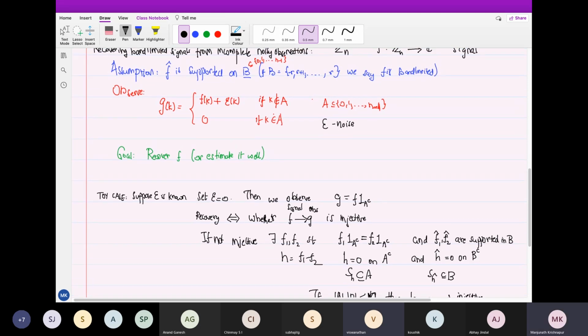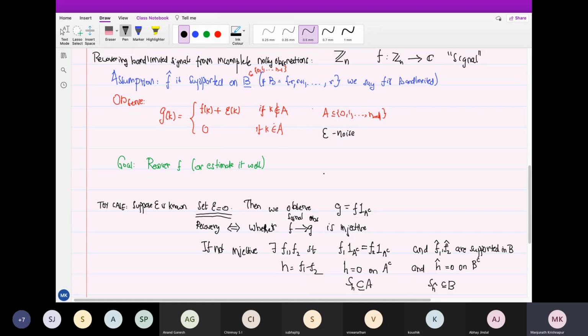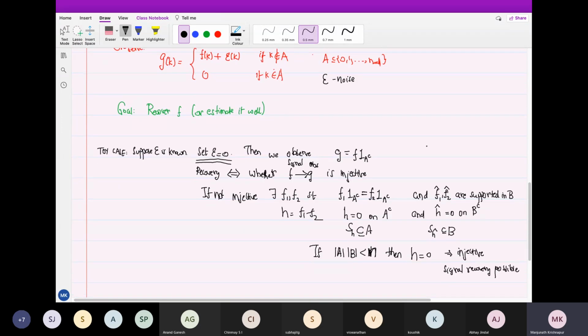Sorry, I'm saying that here I assume epsilon is known. So there is no noise in this whole thing. That's why I set epsilon equal to 0. If epsilon is known, I can subtract it. Yes, you are right, I should have answered that part. Here the noise was not there. So it's f1 on the complement and f2 on the complement. If the observation is the same, then f1 and f2 agree on the complement. That's what I would say.